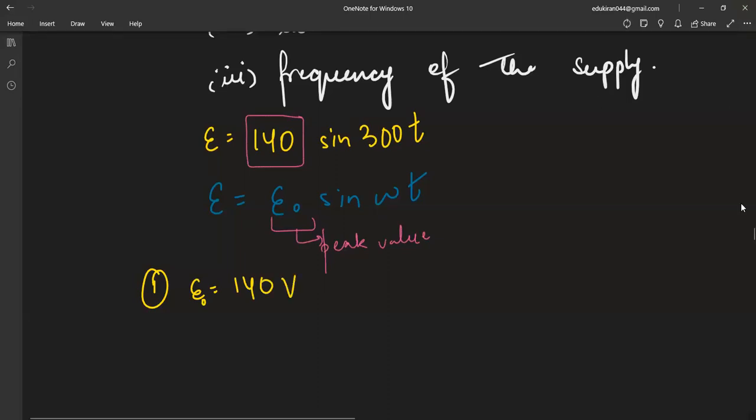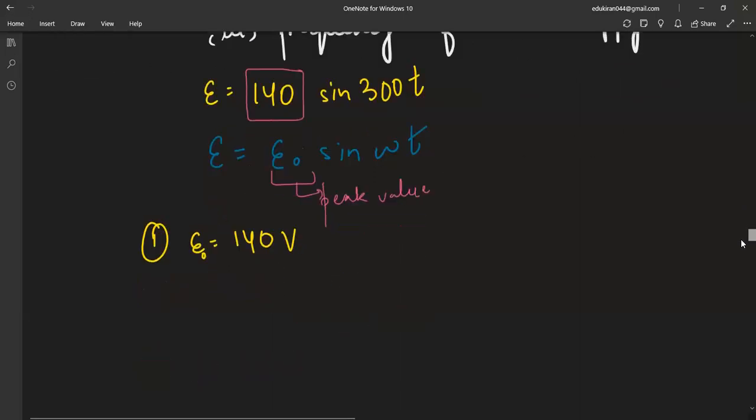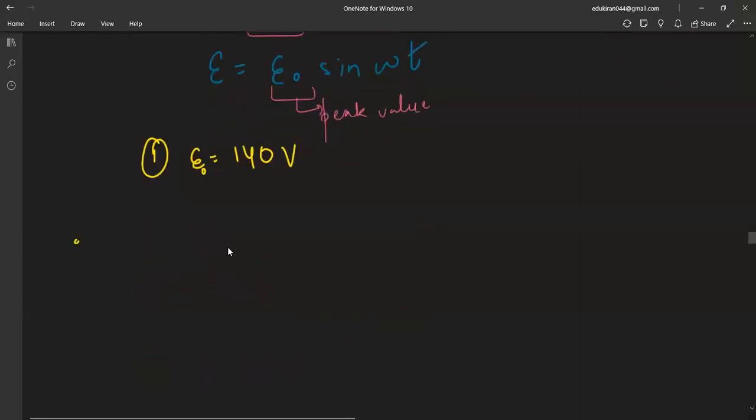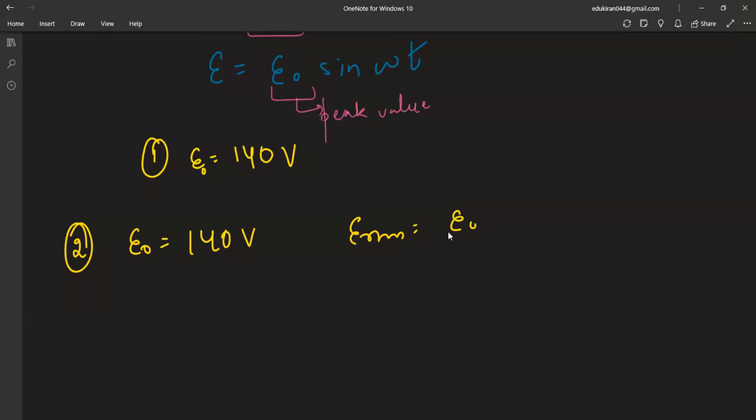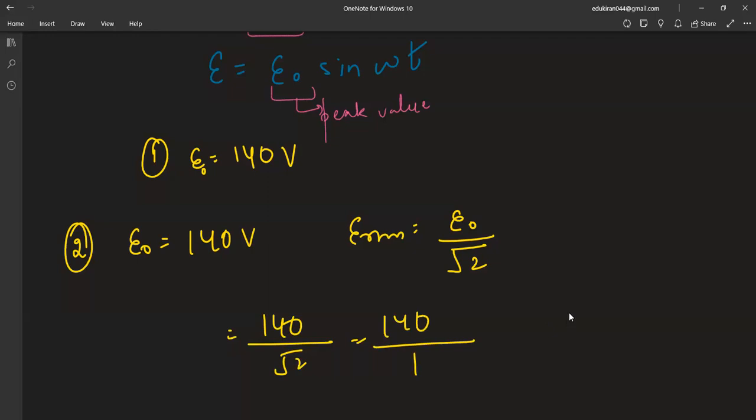Second part is asking the RMS value. See class, we have studied E naught is 140 volt. ERMS, you have just now derived this relation, this relation is very important, E naught by root 2. What do you need? You need this. This becomes 140 divided by root 2. Let's write the approximate value of root 2 as well, 1.4. That is 100 volt, right?